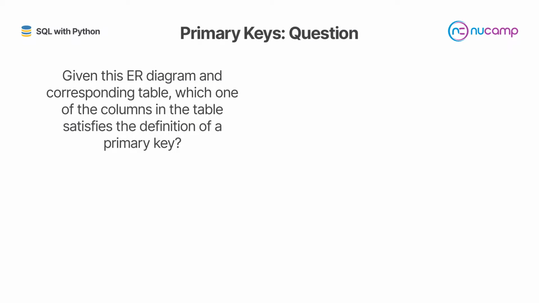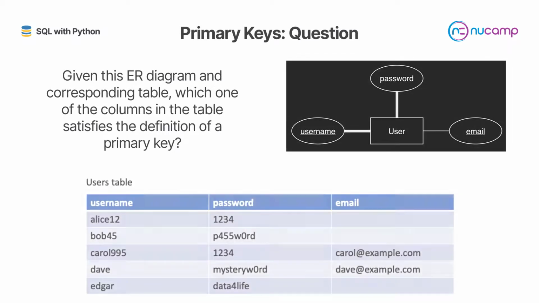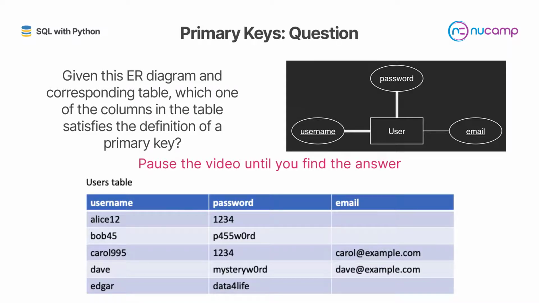Now here's a question for you. Take a look at this ER diagram and the corresponding table. Then think about the answer to this question. Which one of the columns in the user's table could be used as a primary key? I'll let you think about that for just a moment. You can even pause me for a moment while you think of your answer. I'll give you the answer in 5, 4, 3, 2, 1.